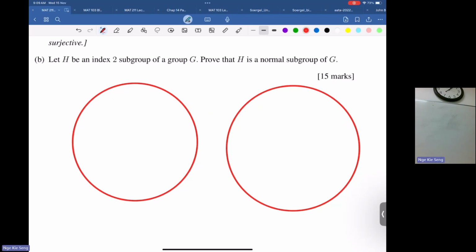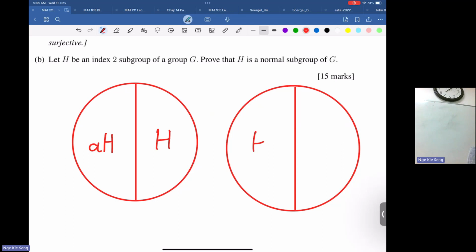Okay, so what does it have to do with this? So let's say H is index 2, meaning what? You can cut the group using H and AH into half. Okay, and then you can cut it using the right coset as well. Because last time I said in class that index means the number of left and right cosets. But at part A, what did we show? We showed that the number of left cosets and right cosets is always equal. Okay, that's why we can make that definition.